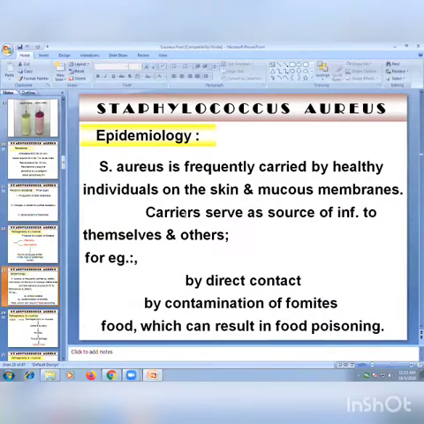Now the epidemiology: Staphylococcus aureus is frequently carried by healthy individuals on the skin and mucous membranes. Carriers serve as a source of infection to themselves and others, for example by direct contact, or by contamination of vomit and food, which can result in food poisoning.